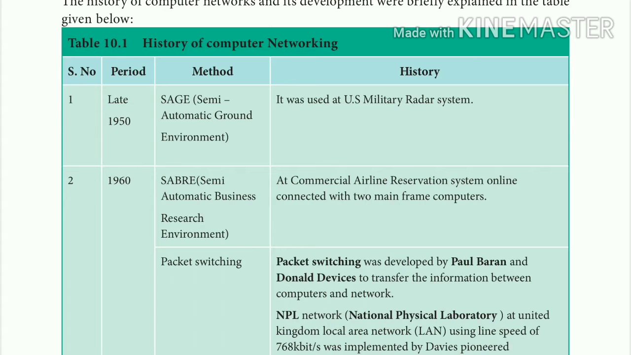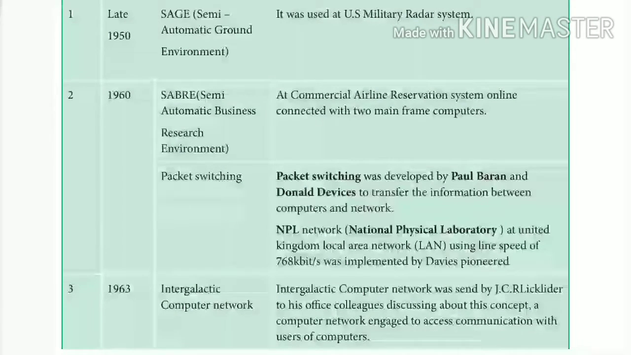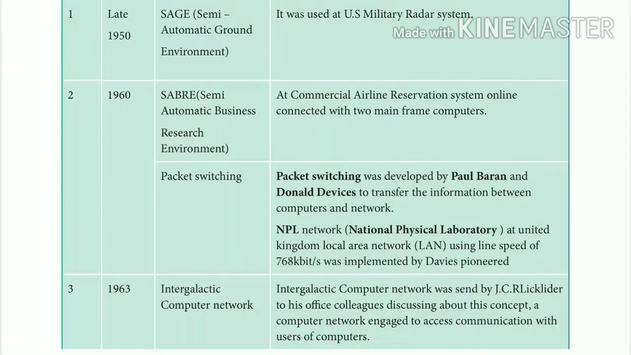Okay, so this commercial airline reservation system connects two mainframe systems to reserve seats for the passengers in the airlines. Okay, so next is a method which is known as packet switching. This was invented by Paul Baran and Donald Davies. They invented a device that transfers information between computers and the networks.